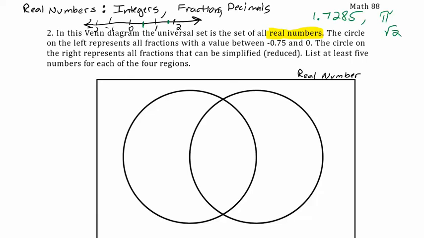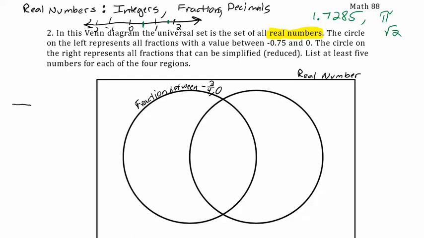The circle on the left represents all fractions with a value between negative 0.75 and 0. Interesting. So fractions that have to be between negative 0.75 and 0. Now, since we're doing fractions, we could write negative 0.75 as a fraction. What's negative 0.75 as a fraction? You got it? This would be negative 3/4 and 0.